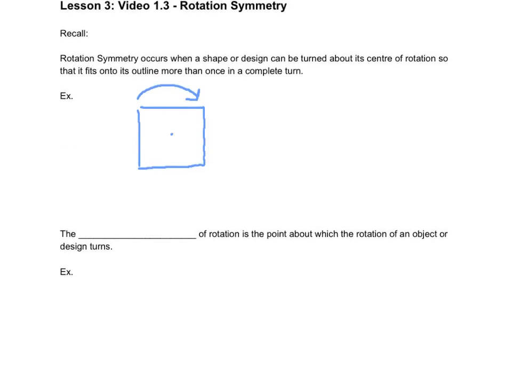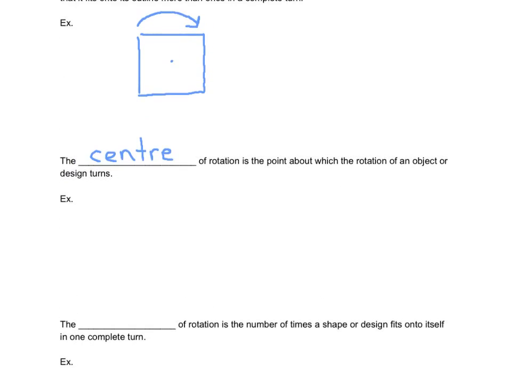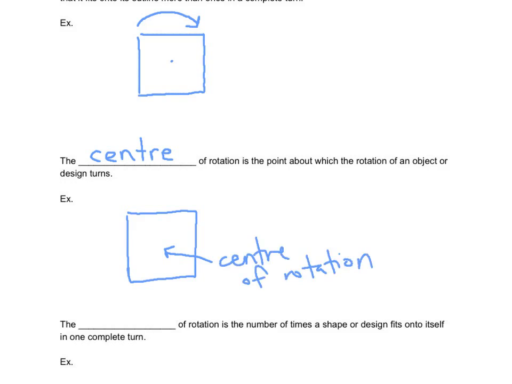So a couple of definitions. The center of rotation is the point about which the rotation of an object or design turns. We'll do the example of the square again. If we're rotating around the center, that point right there would be our center of rotation. Very simple.